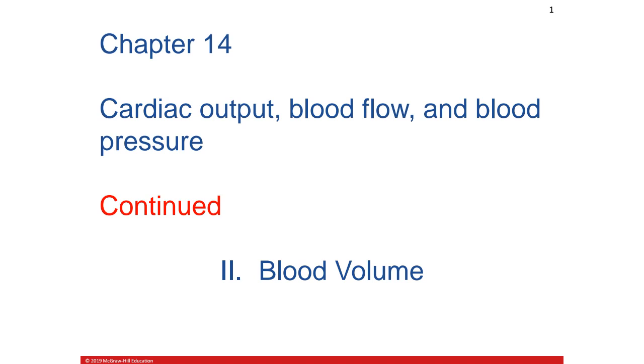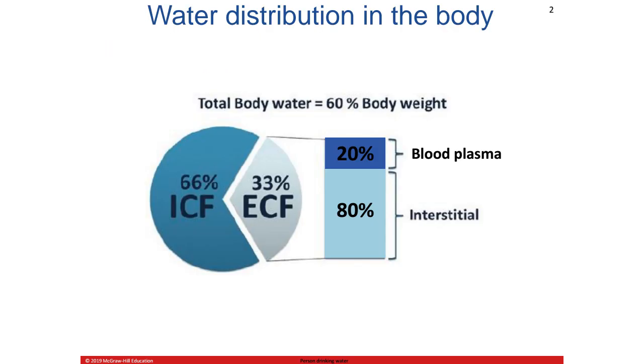The next topic in chapter 14 is the regulation of blood volume. By weight, the human body is about 60% water. 2/3 of this water is within cells, so it's within the intracellular fluid compartment. The other third is outside of cells, so it's in the extracellular fluid compartment, or ECF. And then if we look at the ECF, within that, about 20% is blood plasma, and then the other 80% is interstitial fluid.